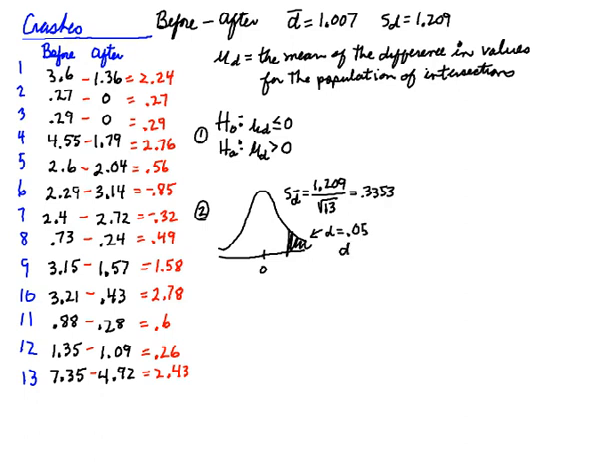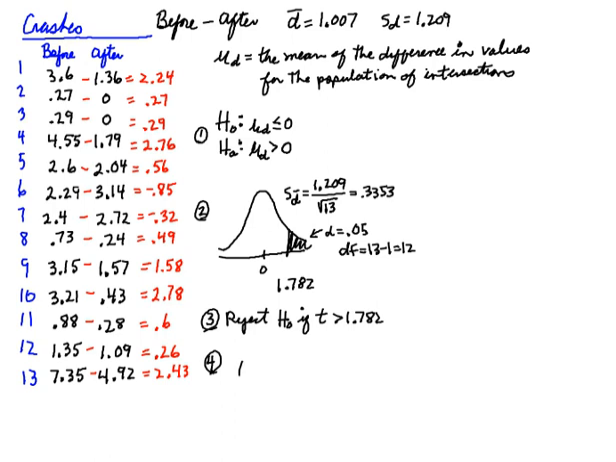My degrees of freedom is n subtract 1, so 13 subtract 1 is 12. And if I go to the table, I get a critical value of 1.782. My rejection rule is to reject h sub 0 if my test statistic t is greater than 1.782.